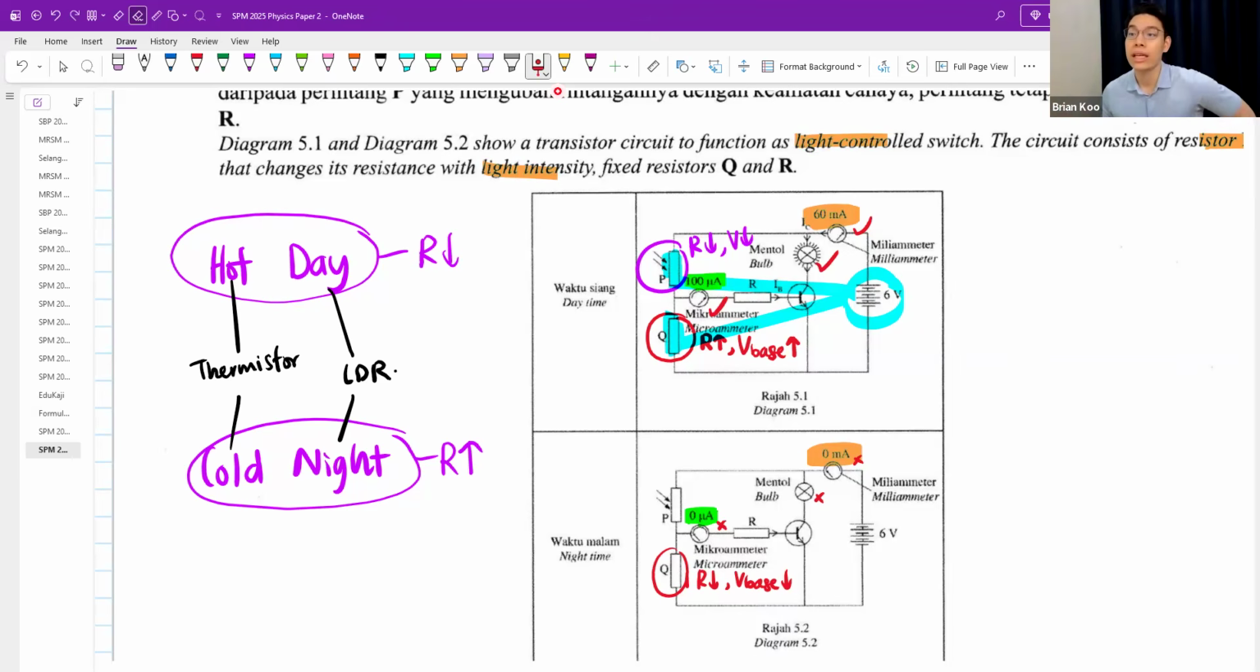Or straight up, you can just say, teacher, during daytime, the LDR resistance will be low. That I already know it's going to be low. Daytime, it will be low. Nighttime, the LDR resistance will be high. Nighttime, LDR resistance will be high.